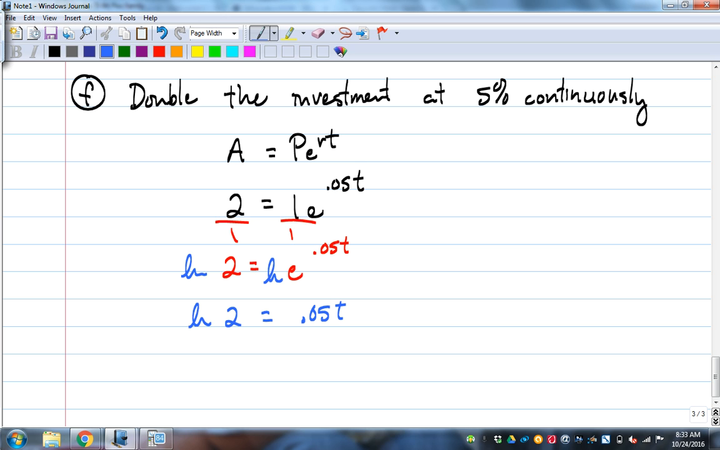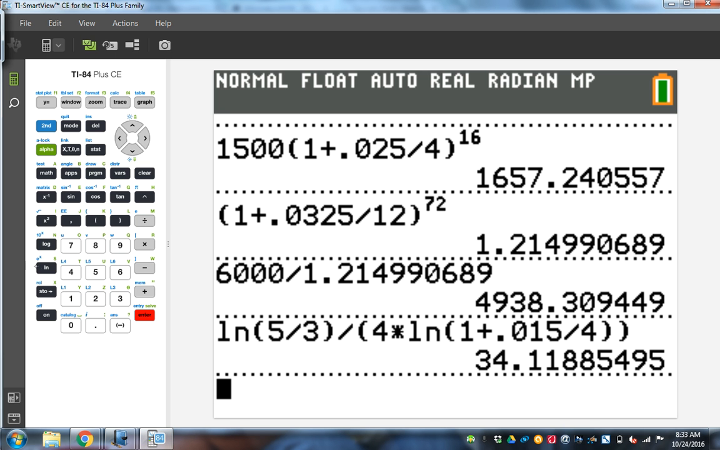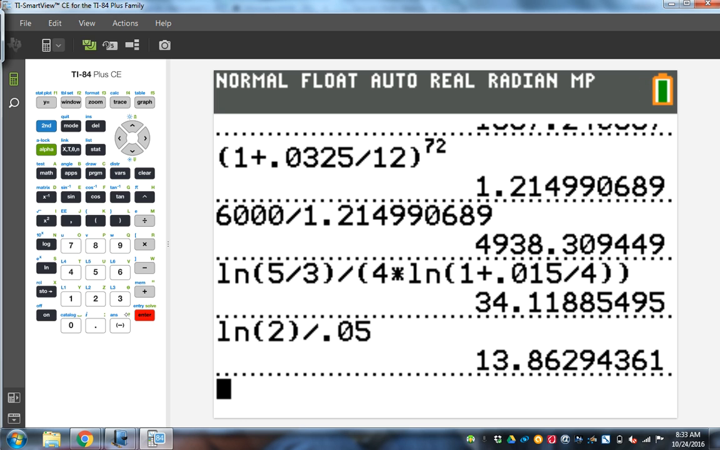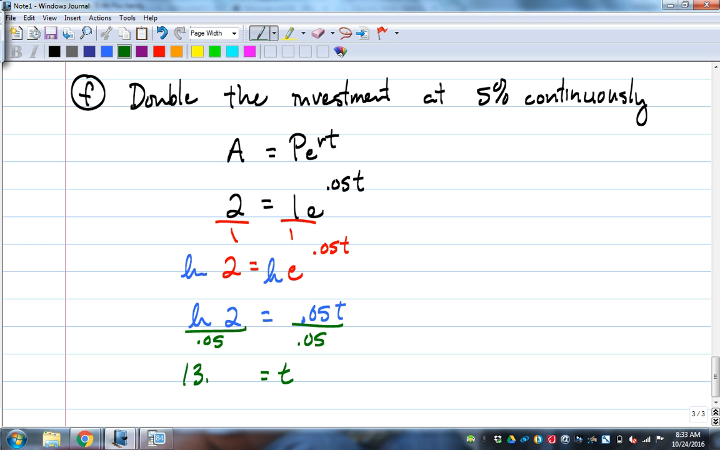Like I said, the continuous interest problems are easier, in my opinion. Divide by 0.05. Natural log of 2, close parentheses, divided by 0.05. How long does it take me to double my investment? 13.86 years. If it said triple my investment, what changes up here? Yeah, if it said quadruple, 4, that sort of thing.